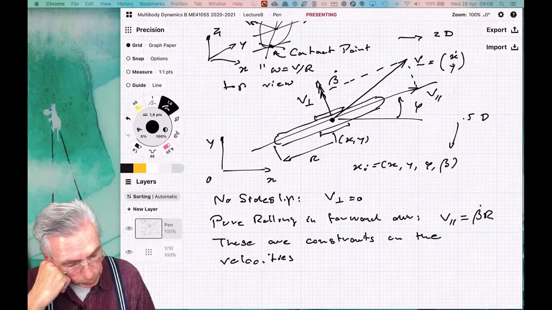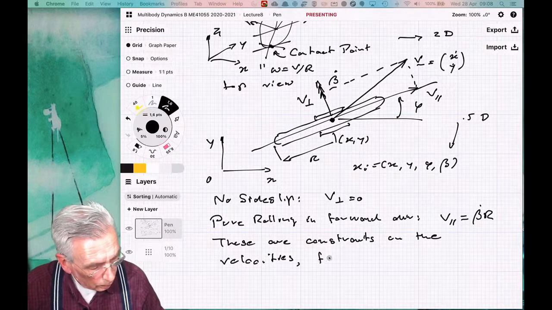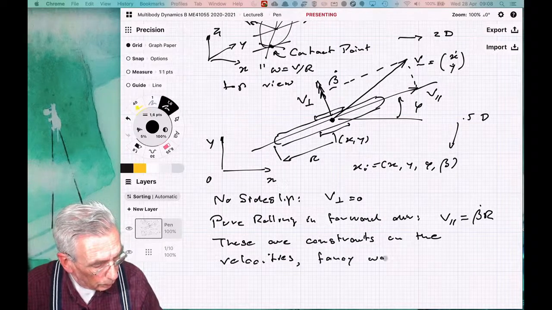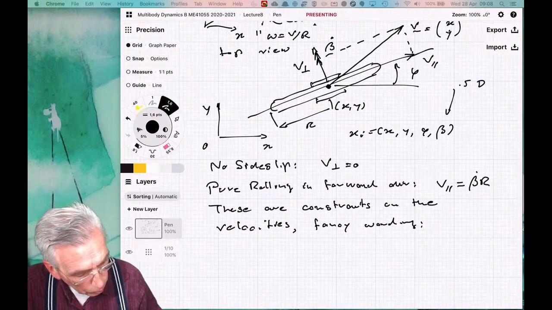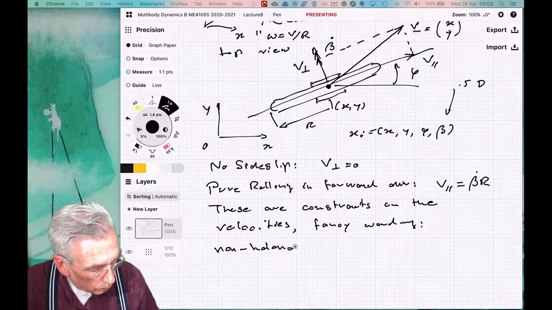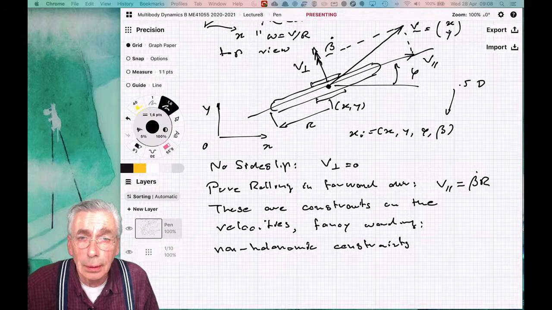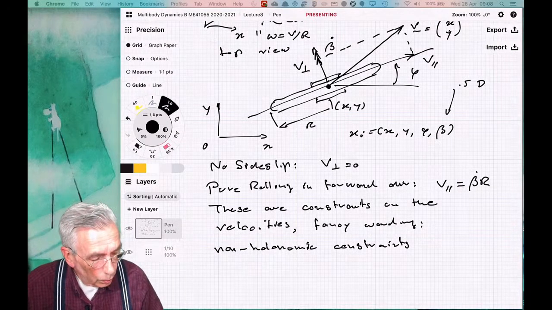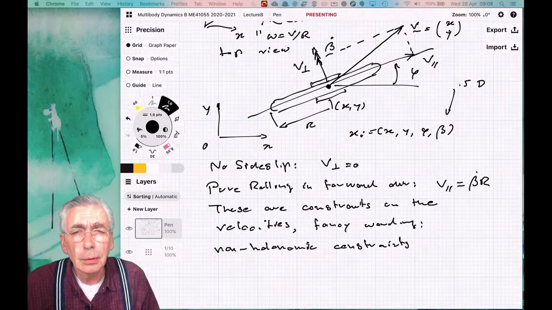And there's a very fancy word for that. The fancy wording here is, these are so-called non-holonomic constraints. So if you want to say what it is, you say what it's not, right? Because we do know what holonomic constraints are. Read the book, I think Heike is very clear about that.